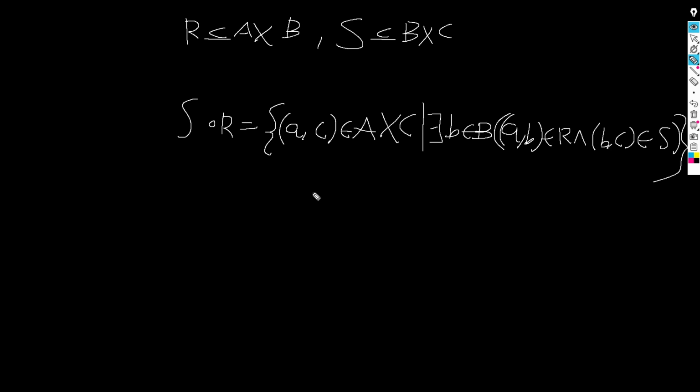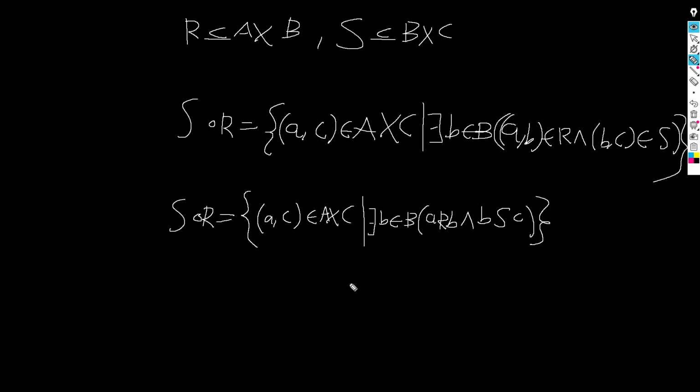So in the last video we defined relation composition as this. We can now define it using the notation we just introduced as the set of all (a, c) in A × C, such that there's a b in B where a is R related to b and b is S related to c.